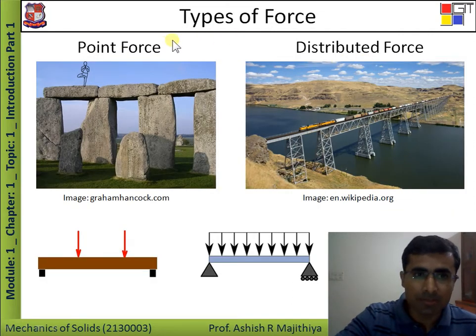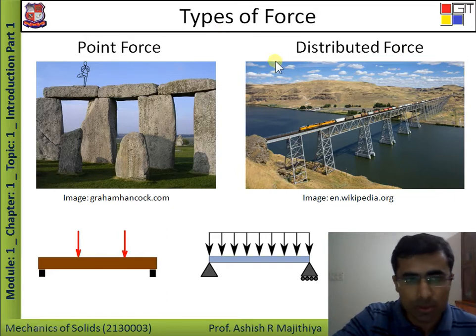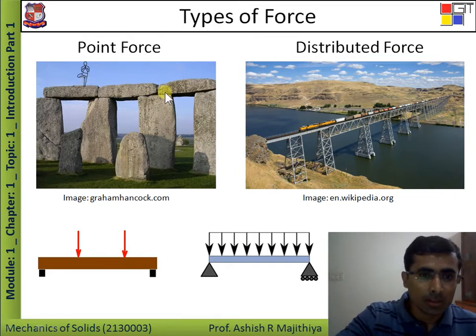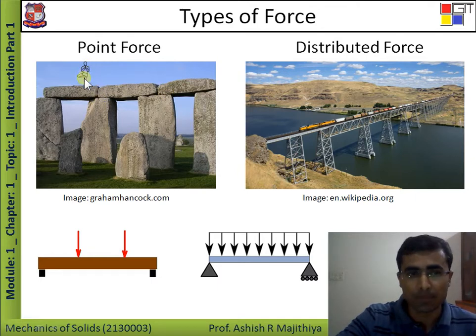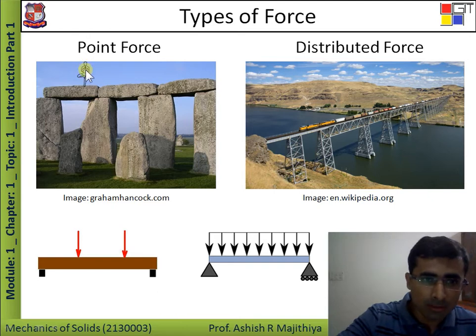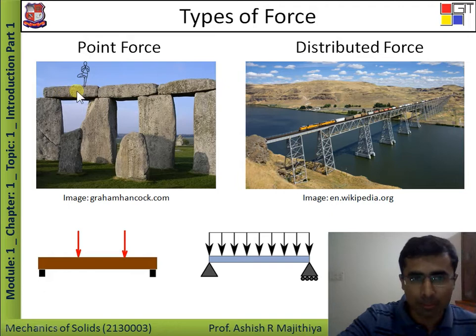The next classification is point force and distributed force. Here a typical structure has been shown on which a man is standing with a single leg. A force is being applied by the weight of that man on this body. It is an example of a simply supported beam. So it is a point force. Force is acting at a single point.